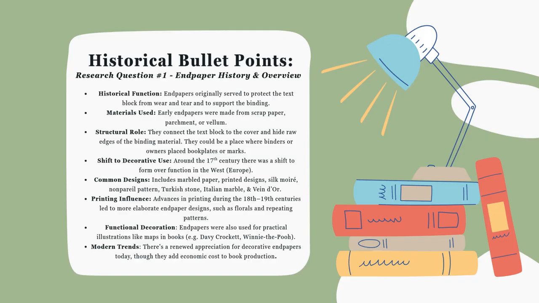The rise of printing in the 18th and 19th century made elaborate designs more common, including florals, geometric repeating patterns, and specialty marbling styles like Turkish stone or vein d'or. End papers also became a space for functional illustrations, such as maps in books like Winnie the Pooh or Davy Crockett. Today, although detailed end papers can be more costly to produce, there is a growing appreciation for their aesthetic and literary value in book design. Please read the bullet points or pause here to see them listed.